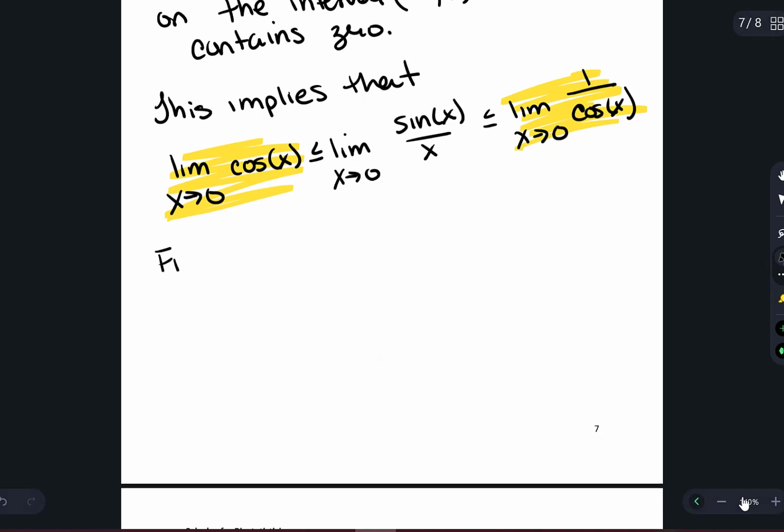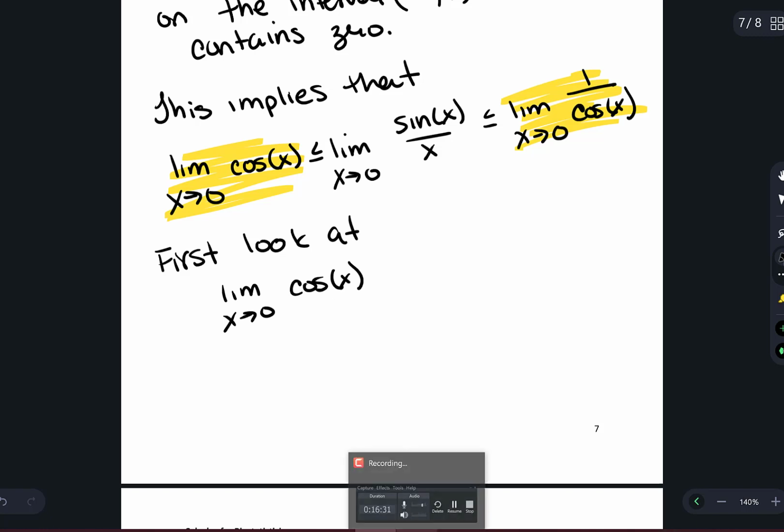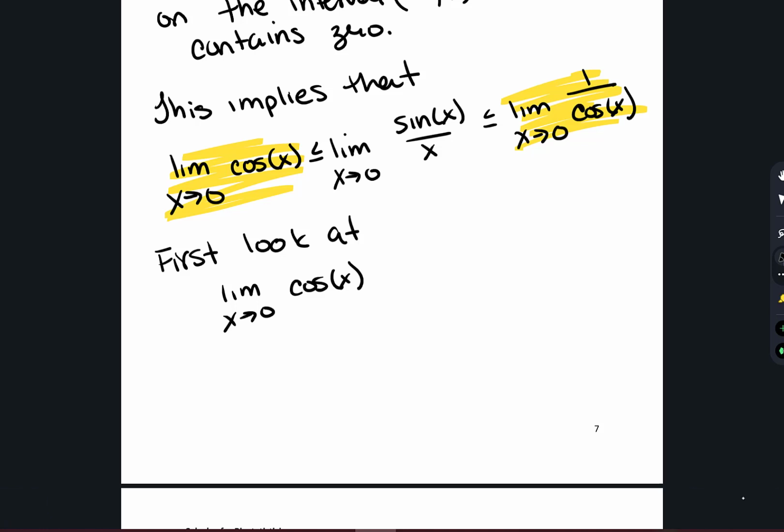So first, we're going to look at the limit as x approaches 0 of cosine of x. Well, cosine of x exists at 0, so we know that this is just equal to 1. And then next, we're going to look at the limit as x approaches 0 of 1 over the cosine of x.